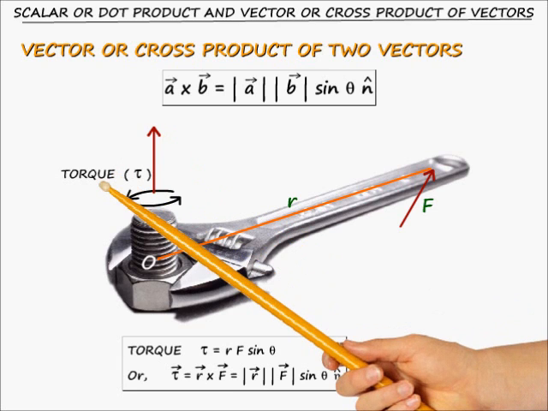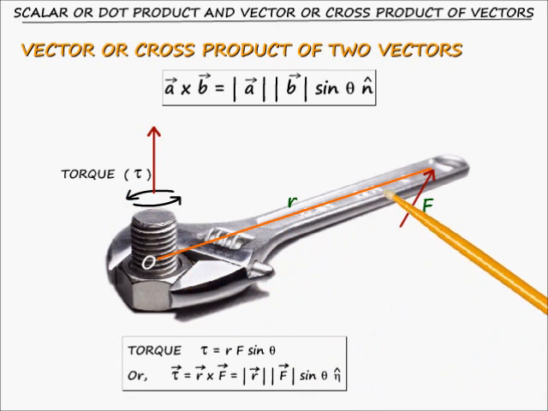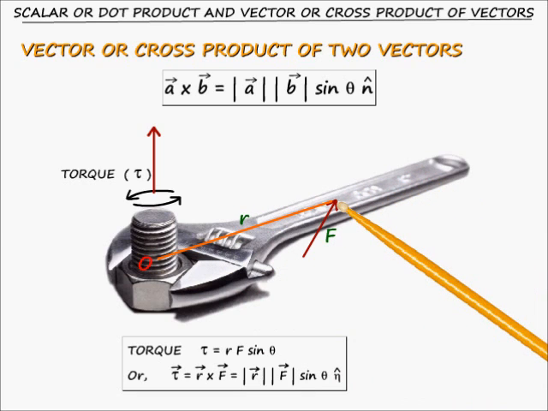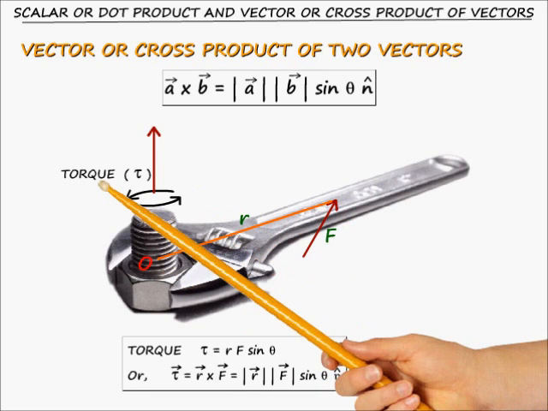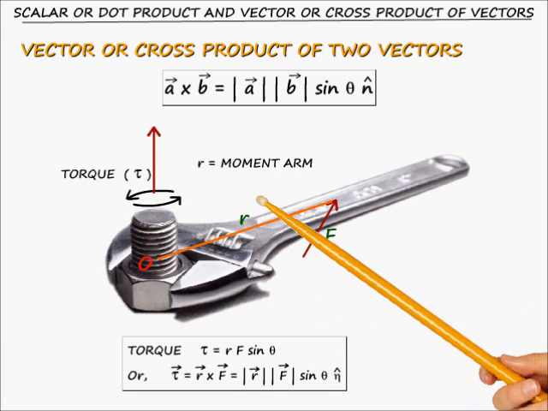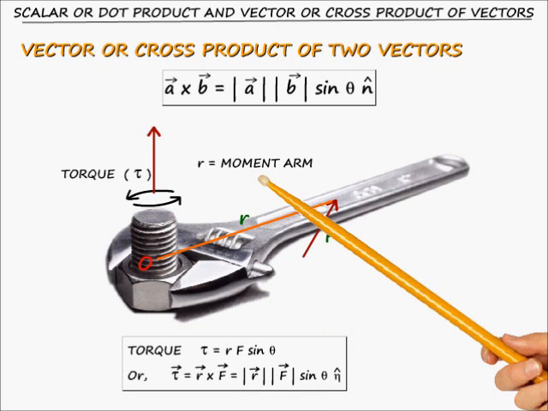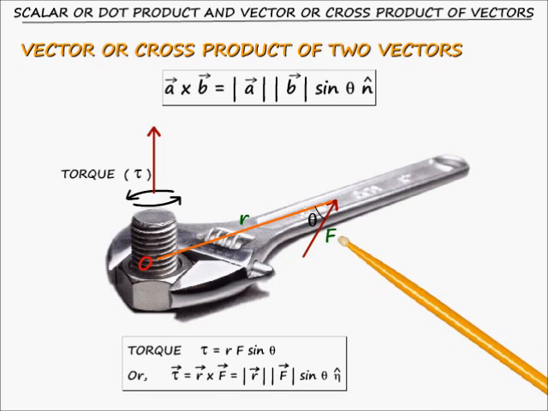Now the magnitude of torque will depend on this distance. If we apply the force nearer to the pivot point, the torque generated will be less and it will be more difficult to open the nut. So as the distance is decreased, the magnitude of torque decreases. This distance is called the moment arm and is equal to r. Let the angle between the moment arm and the applied force be theta.